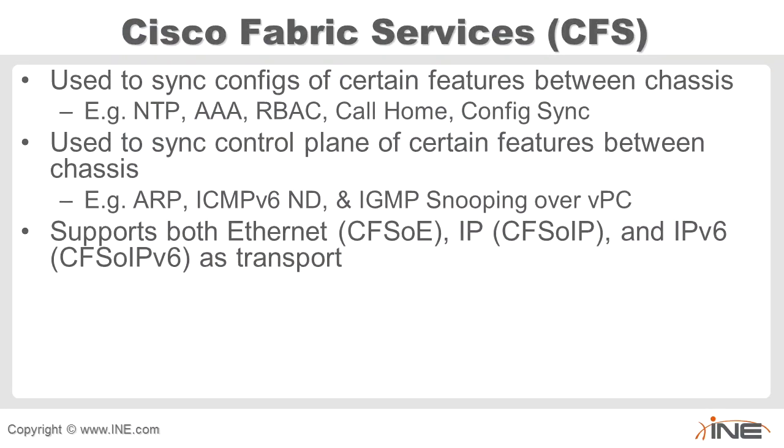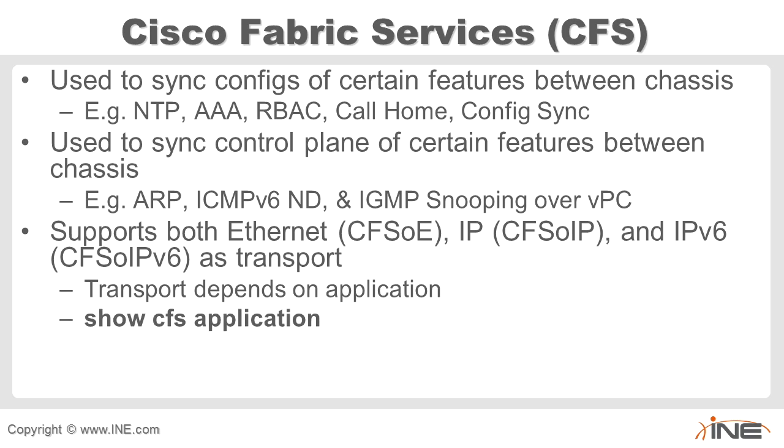Okay, so as I mentioned, it runs over both layer 2 and over layer 3. So if you see these acronyms that are CFSoE, CFSoIP, CFSoIPv6, that's talking about the particular transport that it's using. And the particular transport that is used is going to be based on the individual application. So you don't necessarily need to memorize this. There's a command, show cfs application, that tells you, do I need Ethernet or do I need IP for this particular distribution?